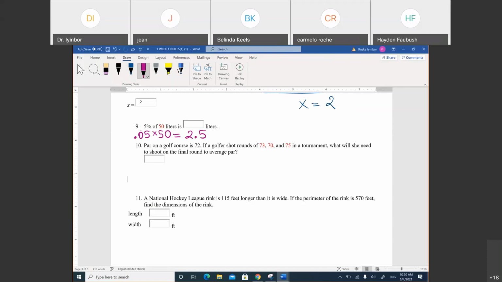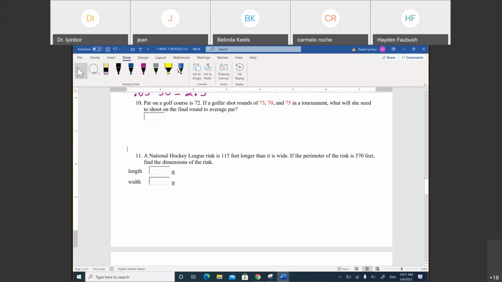So that's what you're going to put there, 2.5. Okay? So that's it. Just change the percent to decimal. You change percent to decimal when you divide by 100 or move the decimal 2 places to the left, and just multiply it. Okay? Next one is number 10. And in number 10, we have to solve it when you set up an equation.